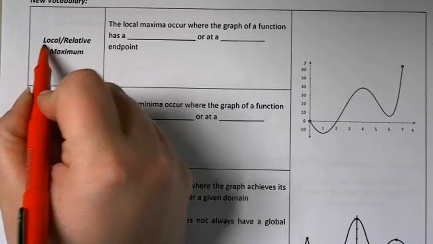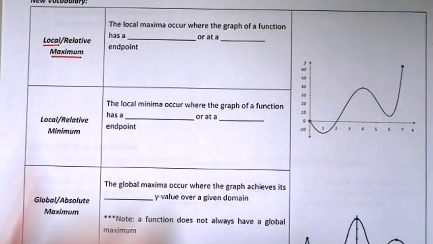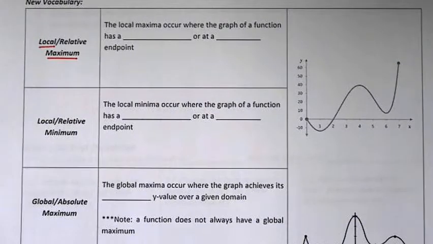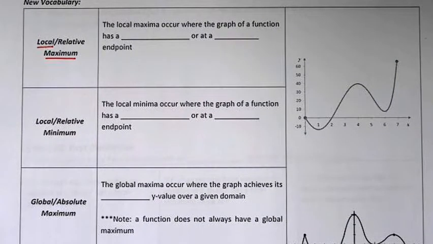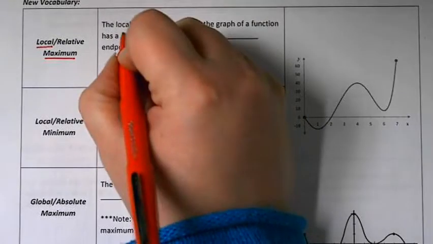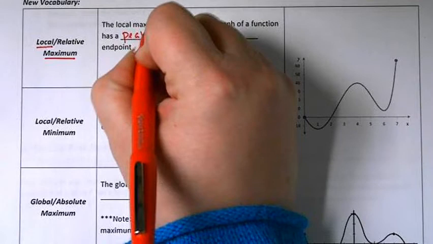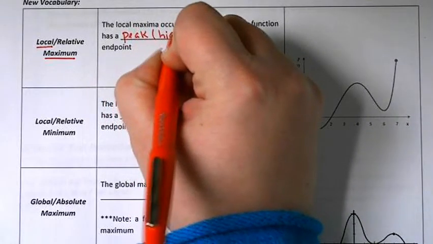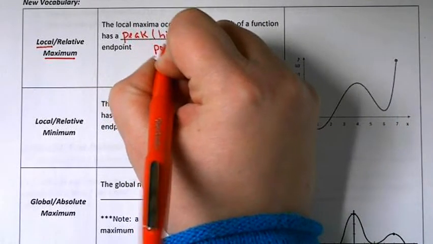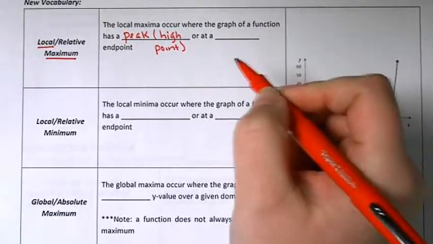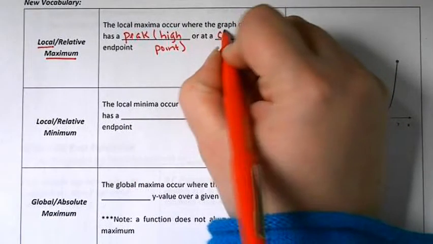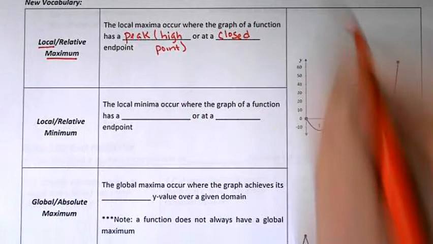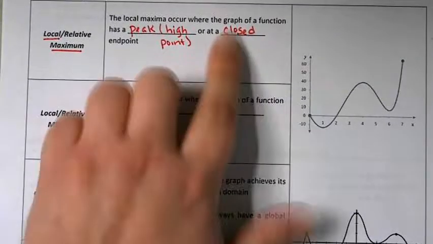So it could be local or relative maximum. Most of the time we refer to them as local, but you do need to know that relative can also be used. But the local maxima occur when the graph of a function has a peak or a high point. Or they can occur at a closed endpoint. So let's talk really quick about what I mean by closed endpoint.